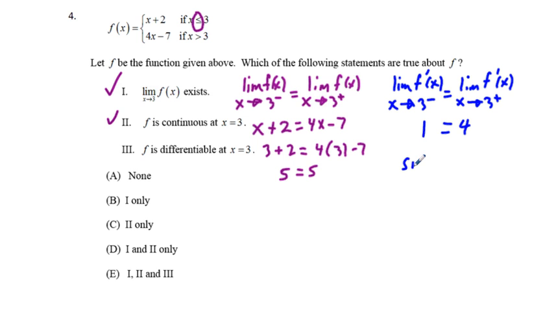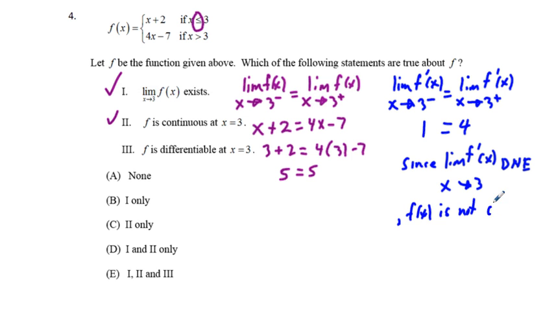Okay, and so now our conclusion. Since limit as x approaches 3 of f prime of x does not exist, they're not the same, that limit does not exist, f of x is not differentiable. And so that's going to be an x. So we go for where 1 and 2 only are displayed.